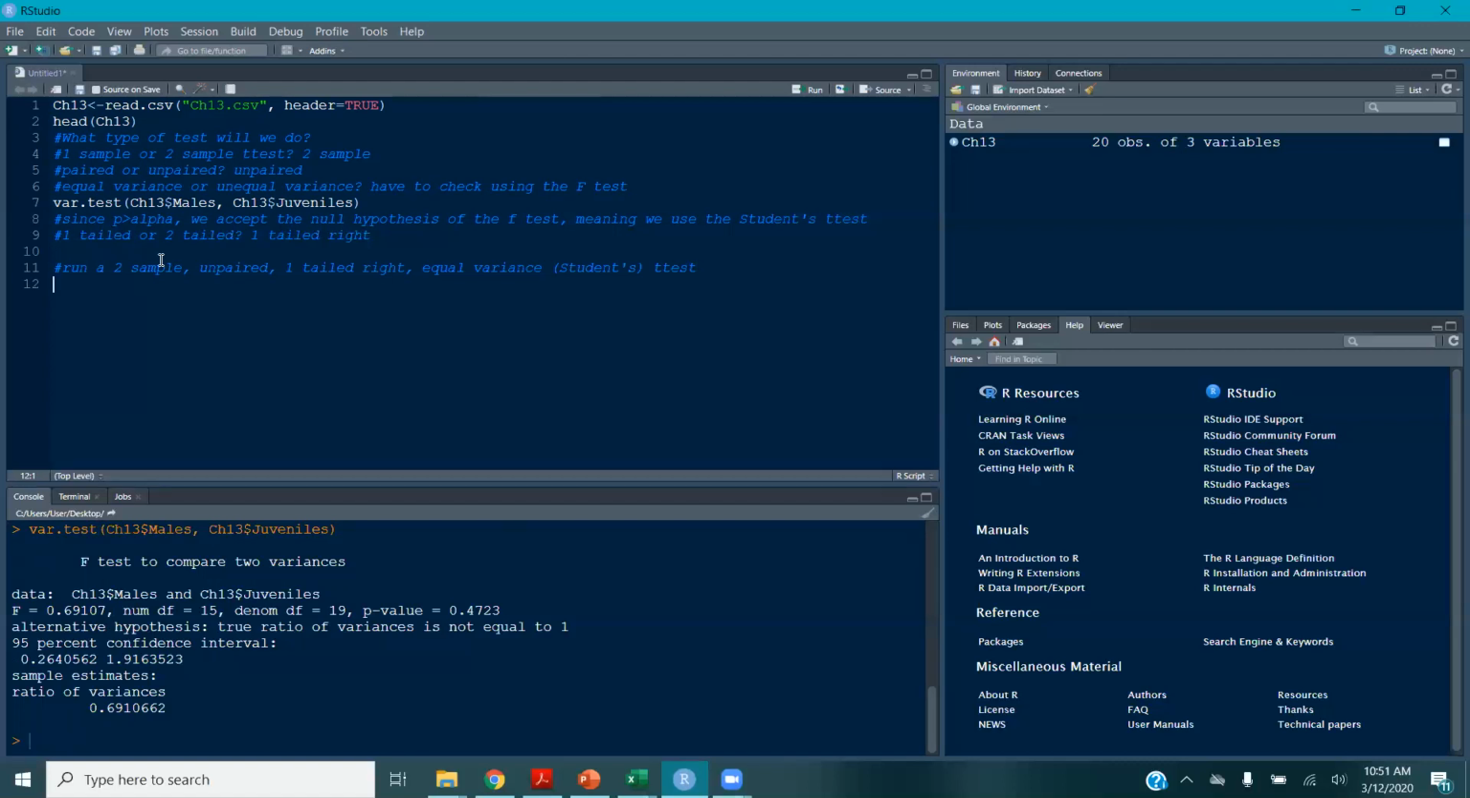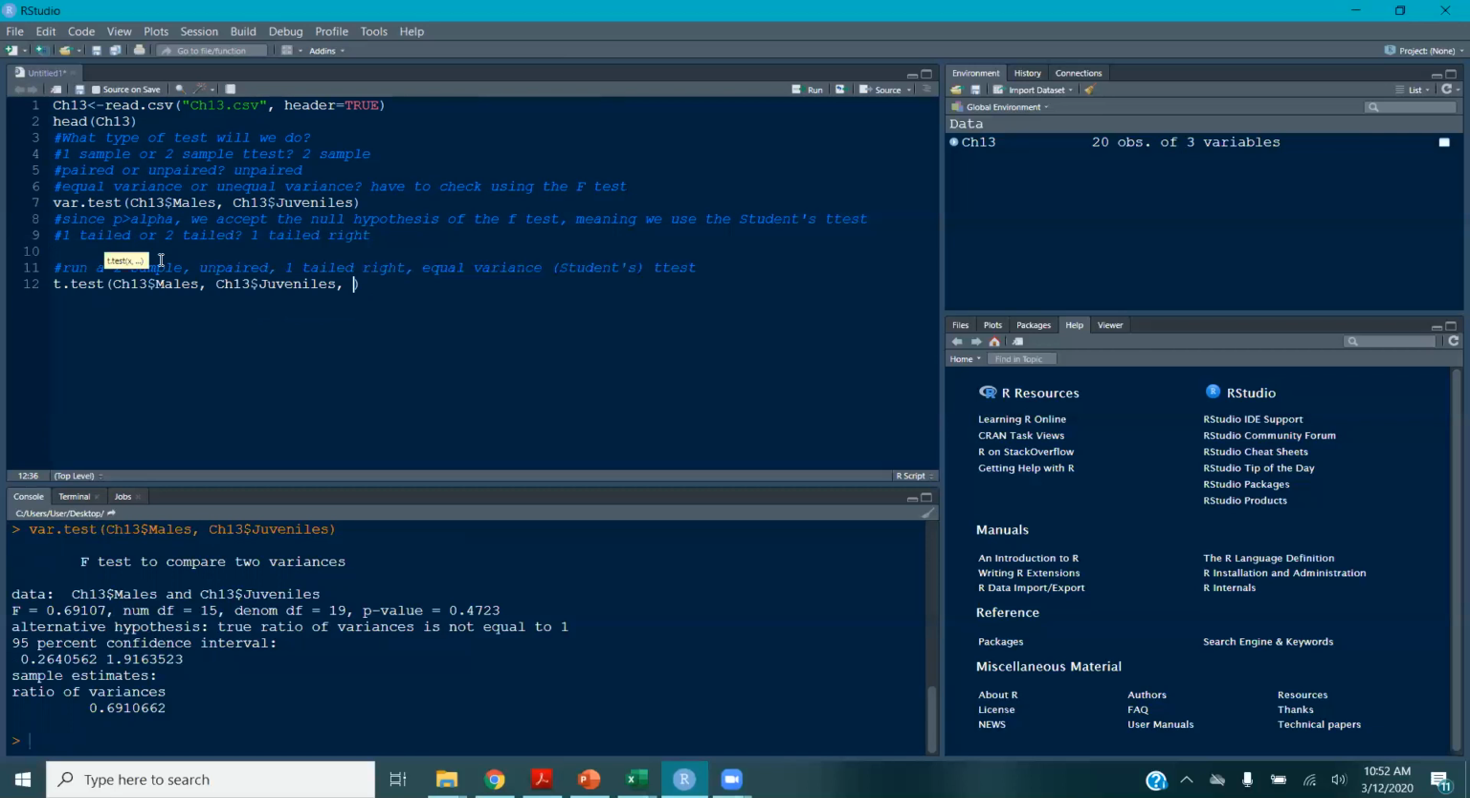Let's go ahead and do this. We'll use the same t.test function that we've been using. We'll call from Chapter 13 data the males, and the second input, now this is different from the 1 sample t-test. In the one sample t-test, we used mu equals and entered the reference mean. For the two sample t-test, we will now just enter our second set of data. In this case, it's the juveniles data.